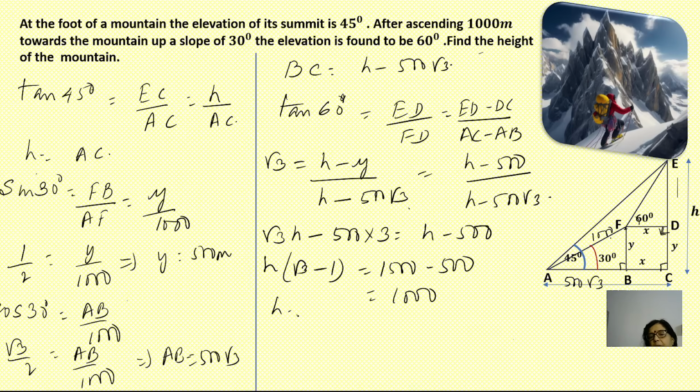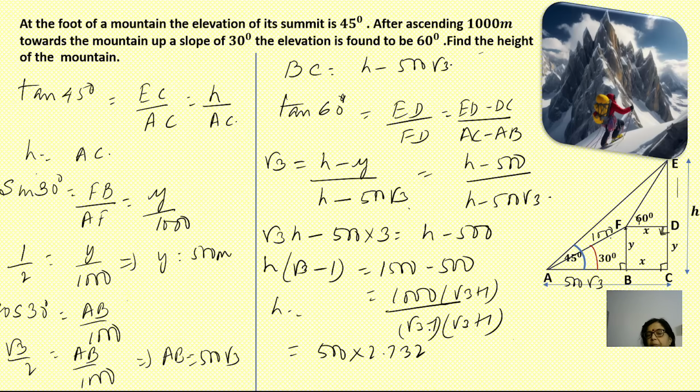So h is equal to 1000 by root 3 minus 1. If you rationalize it, you will get root 3 plus 1 into root 3 plus 1. That makes it 500 into 2.732. Root 3 minus 1 into root 3 plus 1 will become 3 minus 1, that is 2, using the a squared minus b squared formula.